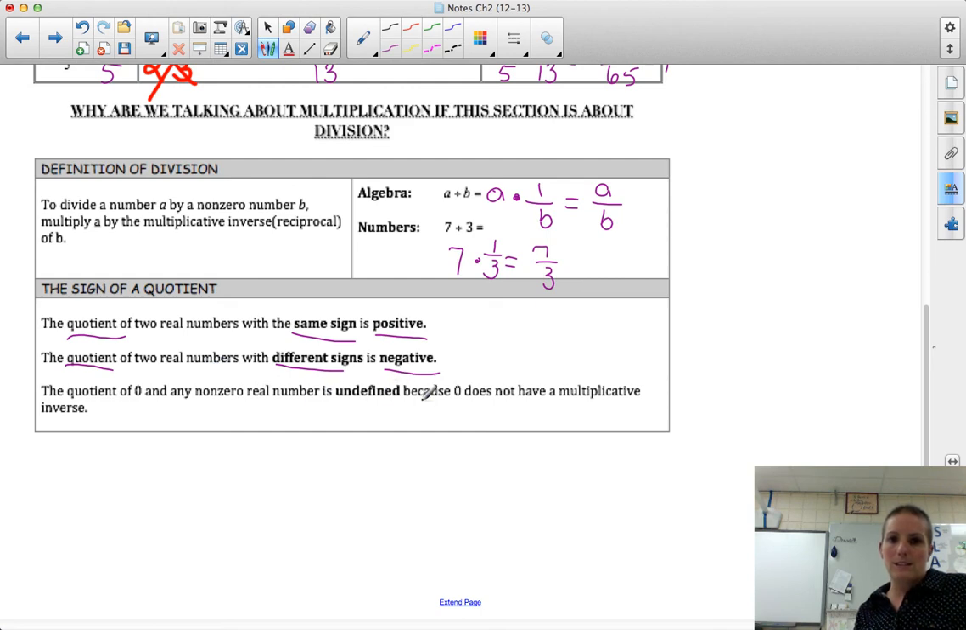Here's an interesting one. The quotient of 0 and any non-zero real number is undefined because 0 does not have a multiplicative inverse. So what this is really saying to us is that if we end up with a 0 in the denominator, this fraction is undefined.